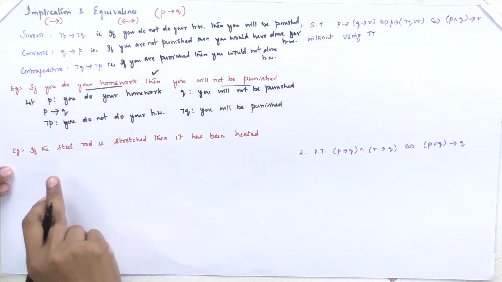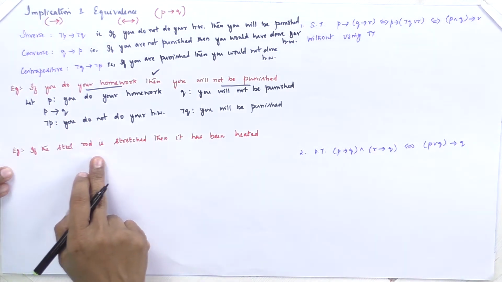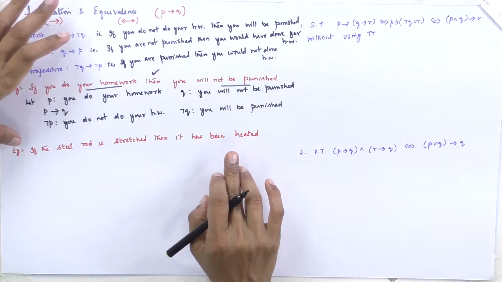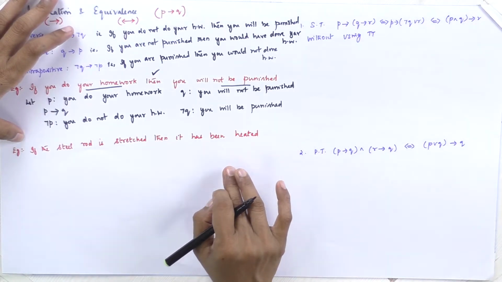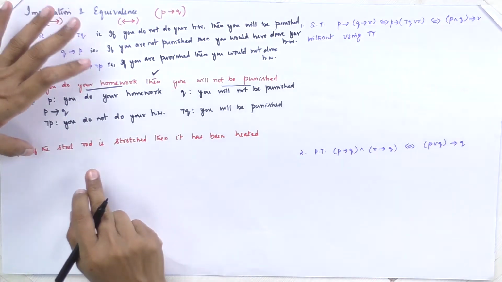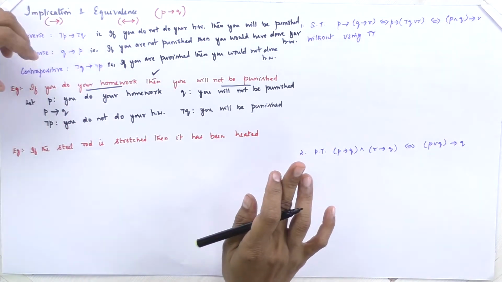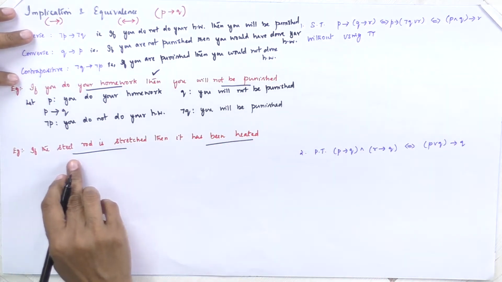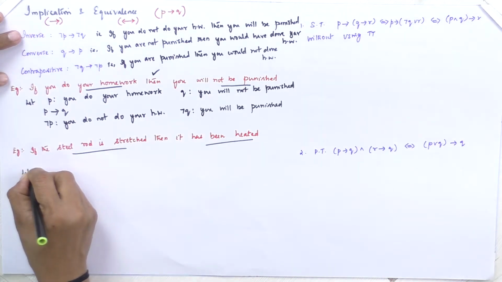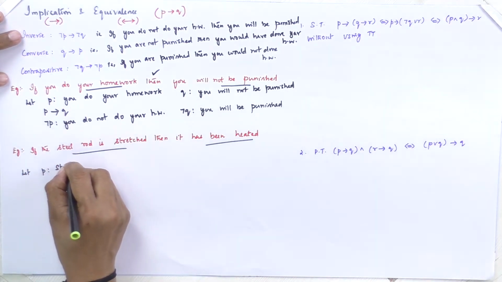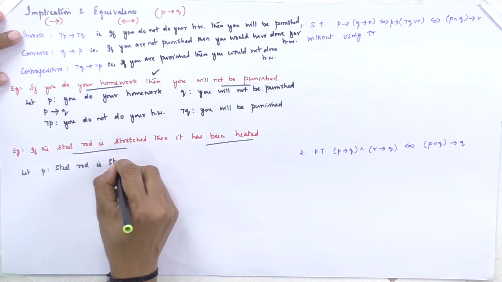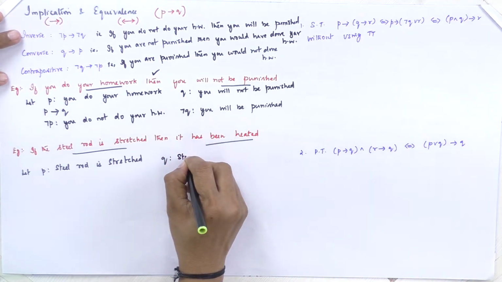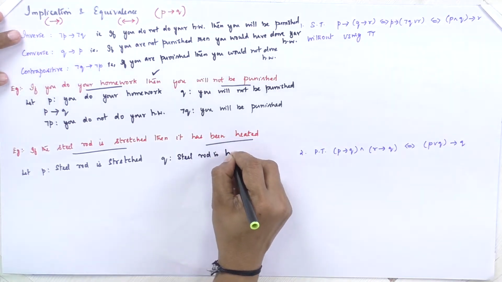Here I have given you one more problem: if the steel rod is stretched, then it has been heated. You are supposed to find the inverse, converse and contrapositive of the statement. So let us see. First, we will have to identify the keywords. Let P be the statement, steel rod is stretched, and Q be the statement, steel rod is heated.